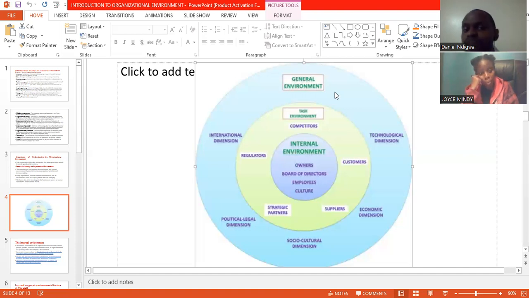Then in 2020, we had some disruptions in the education sector, and most companies in education were able to implement online learning. So nowadays, you don't have to go to class. You just need to be in the comfort of your house, like what you are doing right now, receiving training from your lecturers. Then the other thing is the economic dimension.